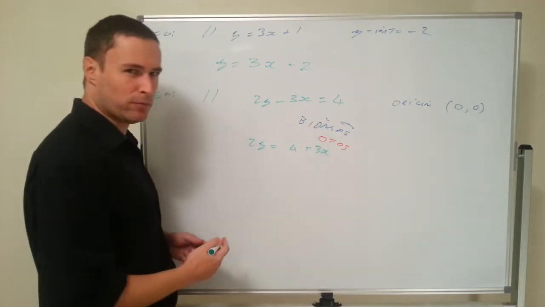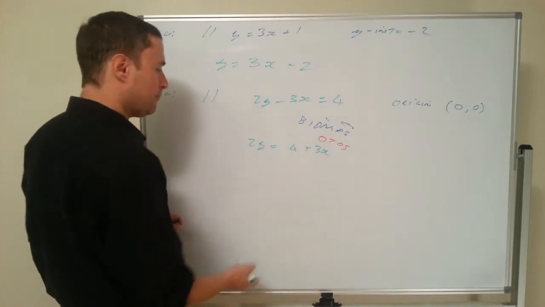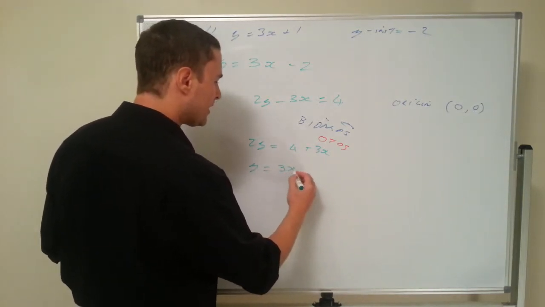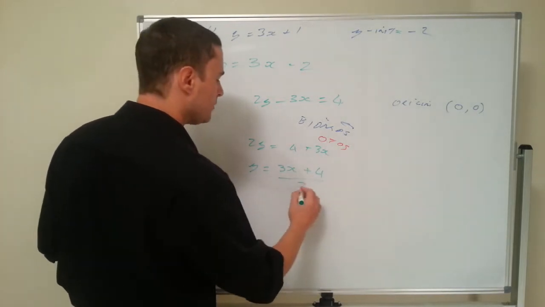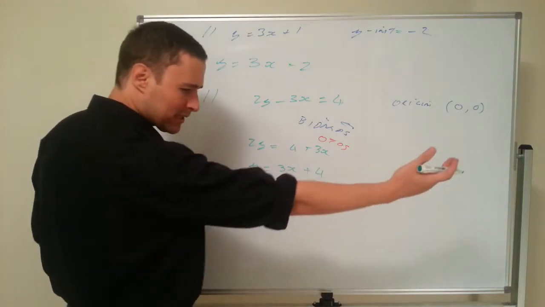I don't like writing 4 plus 3x. I like the x's in front. So I'm going to change that on the next step. Now I can get rid of the times by 2. y equals 3x plus 4, all divided by 2. I've just rewritten the order of this. It doesn't make a difference. That's not nice because we like mx plus c.